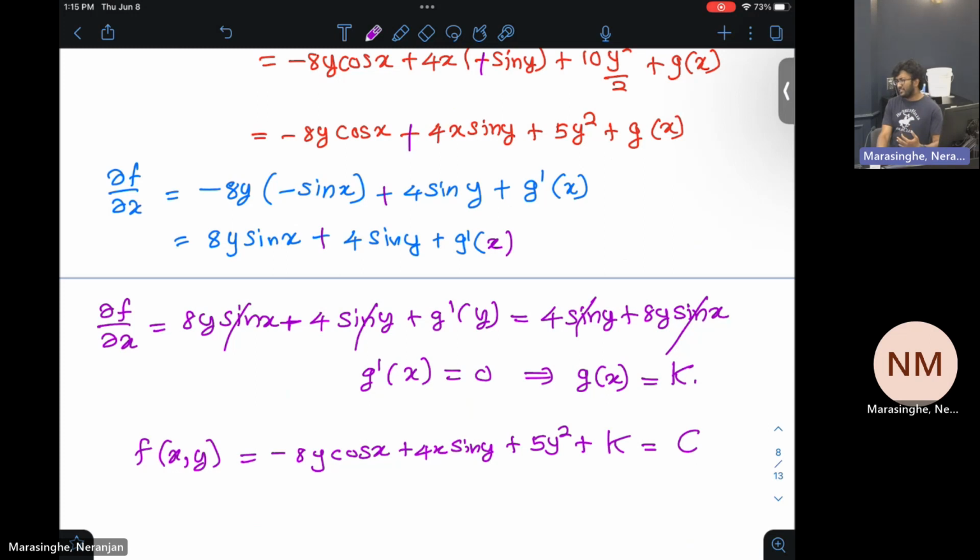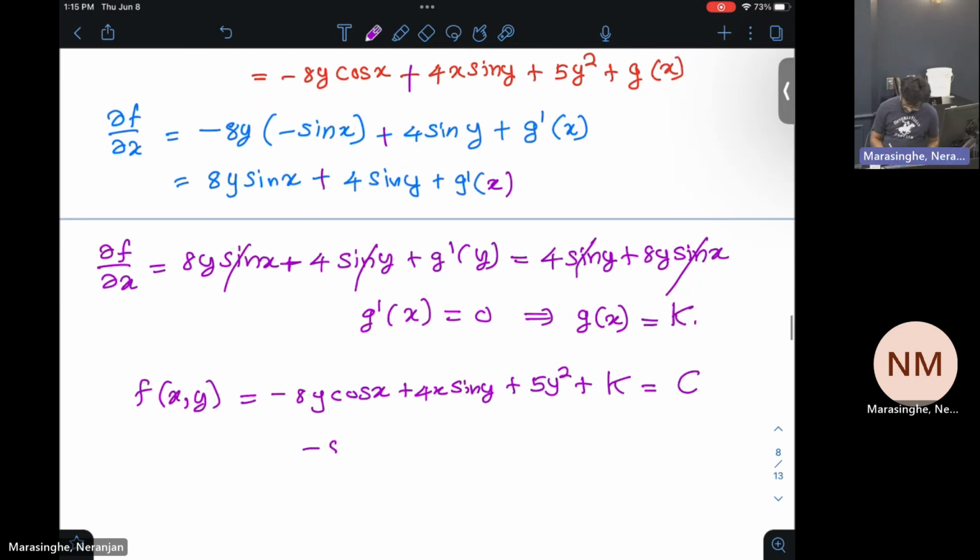K is also a constant, so you can take k to your right hand side. Finally, you can write your solution in this way: negative 8y cosine x plus 4x sine y plus 5y² is equal to some constant c naught. Any questions about this problem?